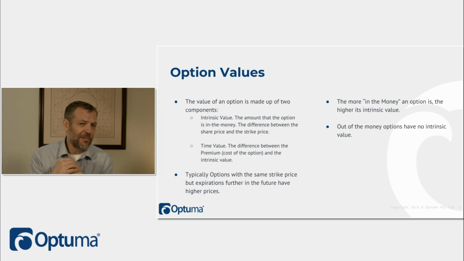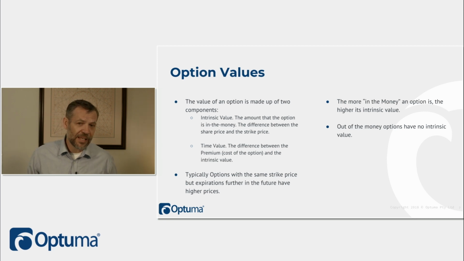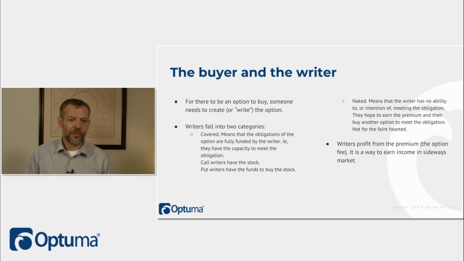In fact, when there is no intrinsic value, as in the example I just gave, it's all time value that you're paying for. Typically options with the same strike price, but expirations further into the future, have higher prices because the probability that it comes up again in that time is more likely. The more in the money an option is, the higher its intrinsic value. Out of the money options have no intrinsic value. That's obvious.